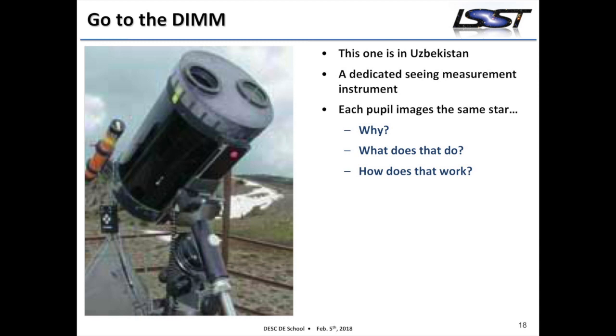You see that there are two entrance pupils into the telescope. Each of those entrance pupils is looking at the same star. Discuss. Why would we want to look at the same star from two different pupils? What does that do for us? The hint is differential image motion monitoring.